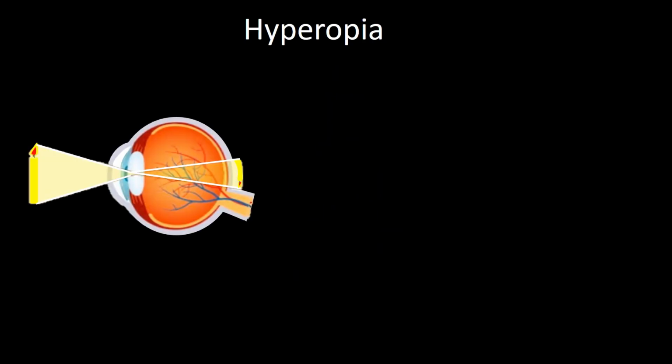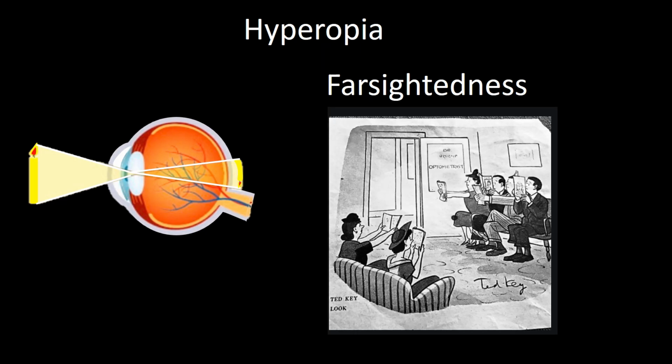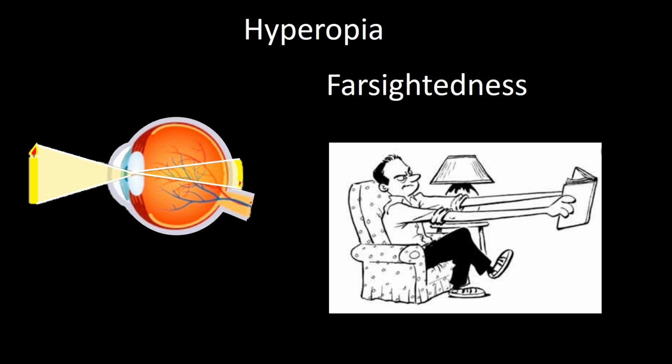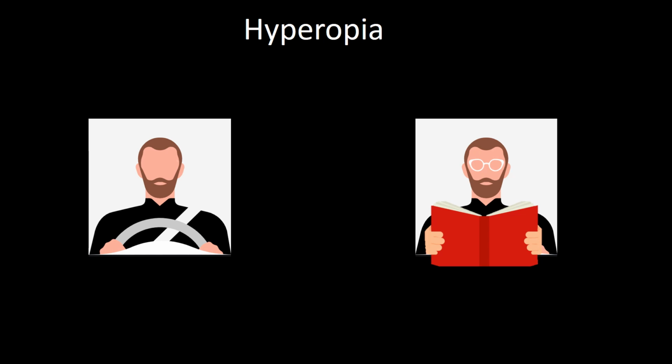Second condition, hyperopia. Hyperopia is called farsightedness. As depicted in some of the characters in this cartoon, they hold the magazine far away from their face to read them. This one, and this one. An old person who is not able to read a book unless the book is far is suffering from hyperopia. A person that can drive without glasses but needs glasses to read has hyperopia.